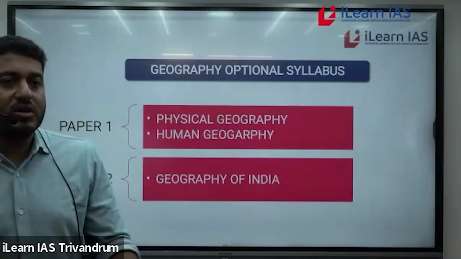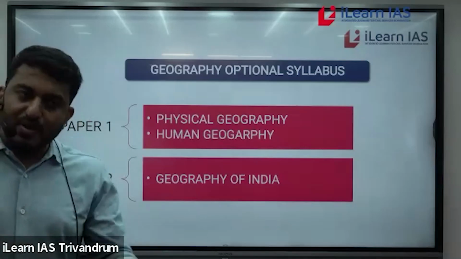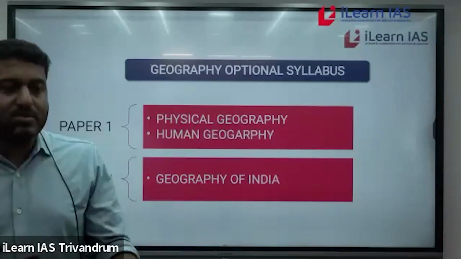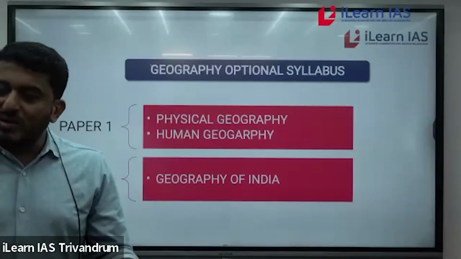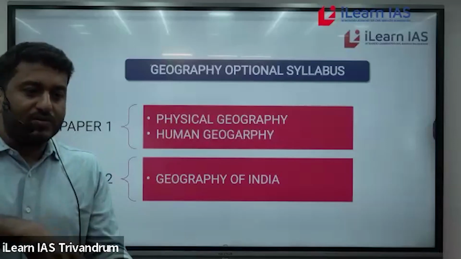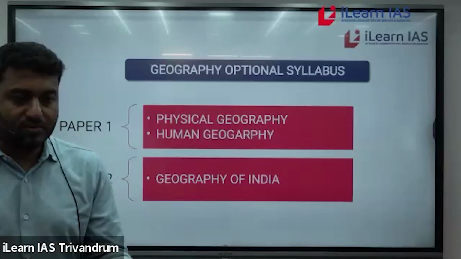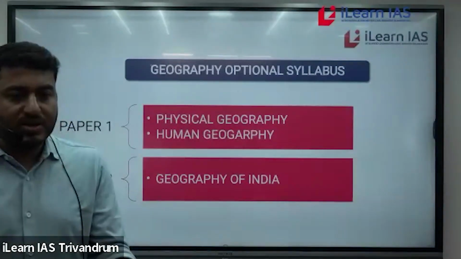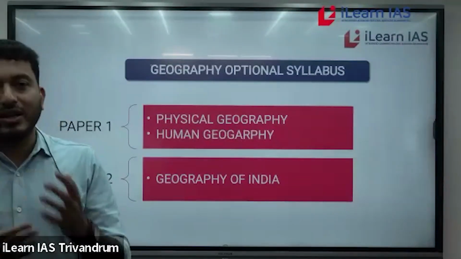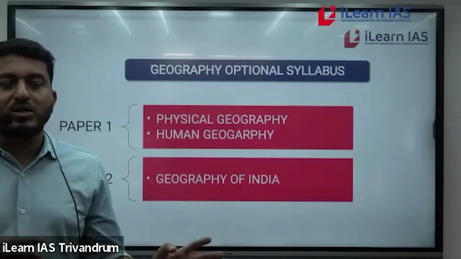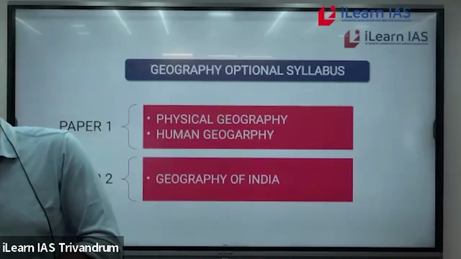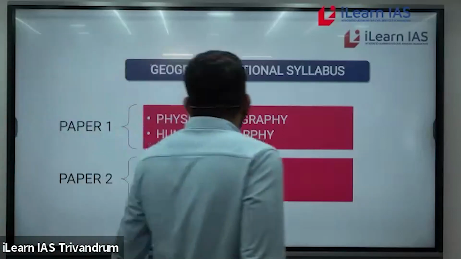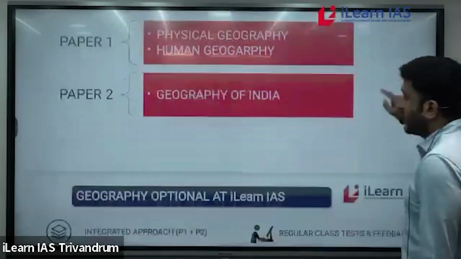For example, if I talk about climate, in paper 1 you will be studying the theories related to monsoon, related to different climates, etc. Just apply that theory of monsoon to the map of India, you will get Indian monsoon. Just apply the soil theory to the map of India, it is Indian soil. So basically, you don't have to study anything new in paper 2. It is just the application of all the concepts and theories you have studied in paper 1 to the map of India. So these are the two papers.